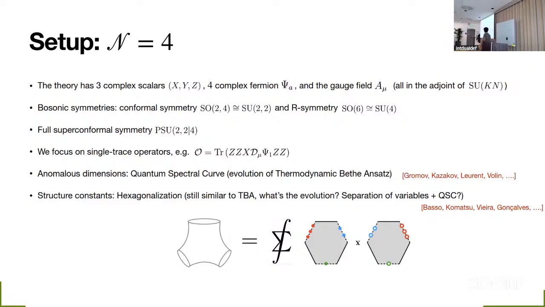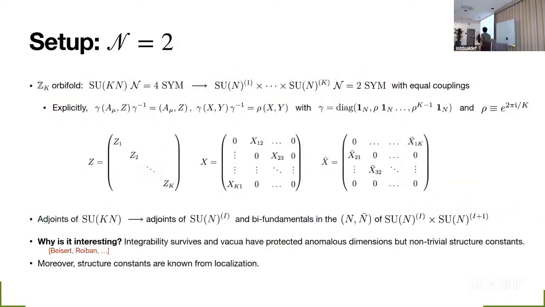And the basic idea is that you can compute a structure function, which is a pair of pants, by gluing two patches, which we call hexagons, and we sum over all the possible numbers of virtual particles living on the edges that you cut, and integrate over the phase space.